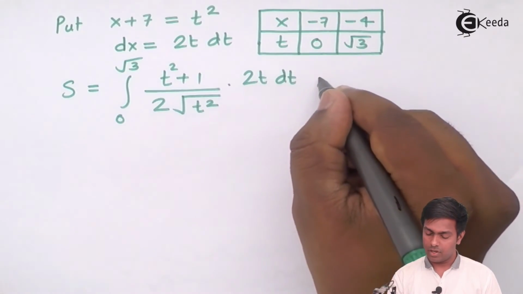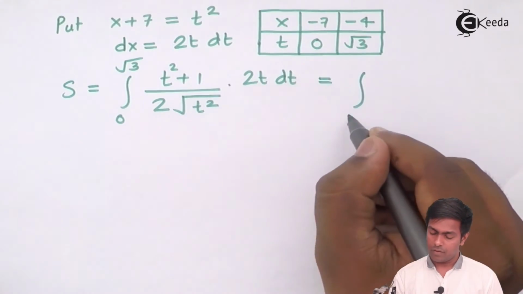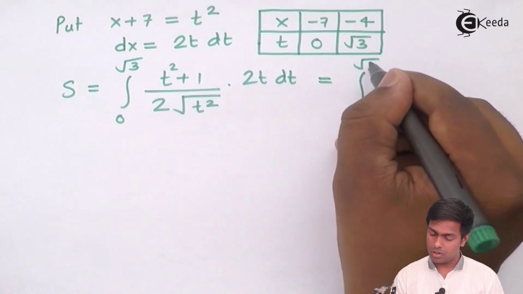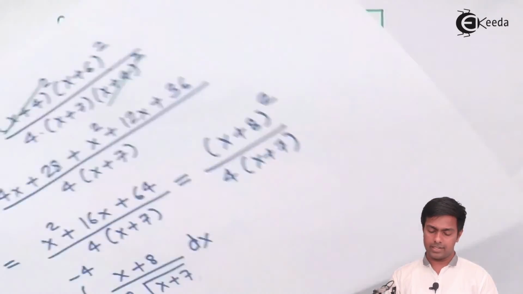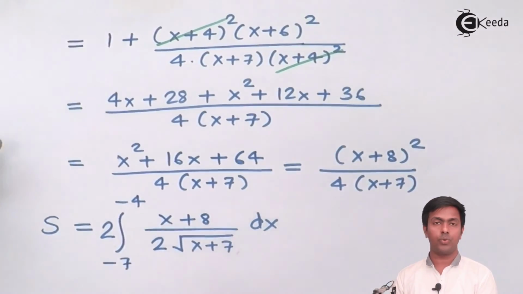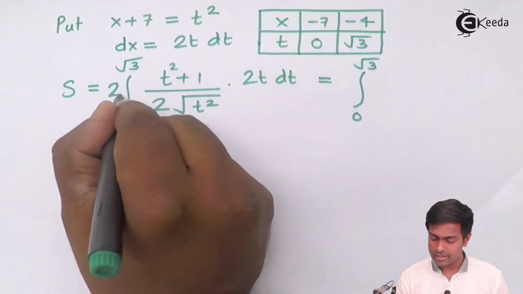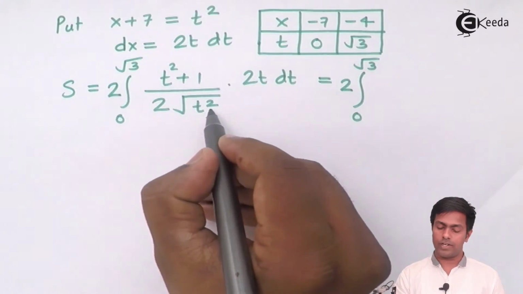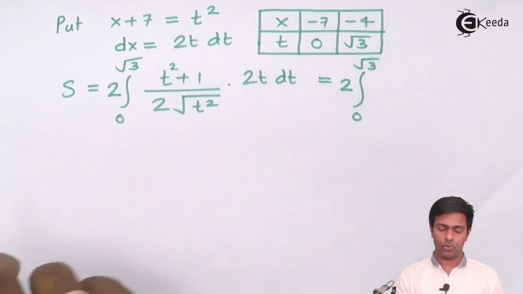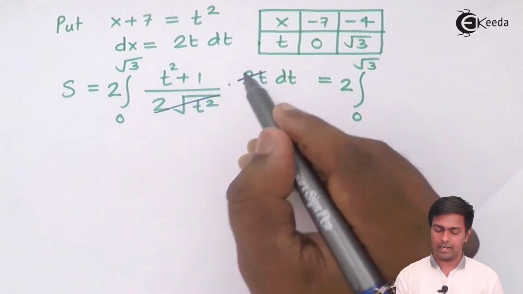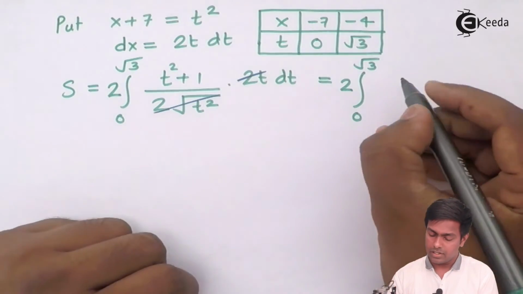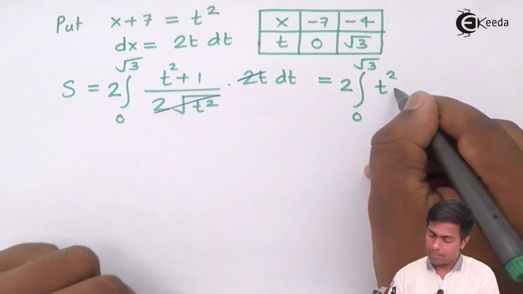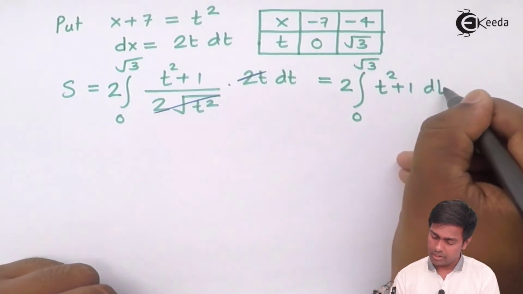So guys, here we will get integration from 0 to root 3, and one more thing is outside the integration we have 2, so I'll copy that 2 as it is. So here we'll get 2. Next, the root of t square is t, so that will be 2t and 2t, we can cancel it directly. So guys, we'll get just t square plus 1 into dt.